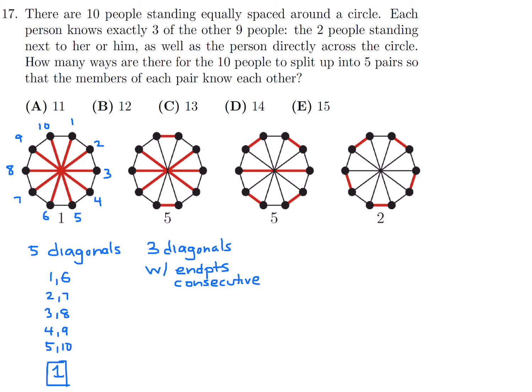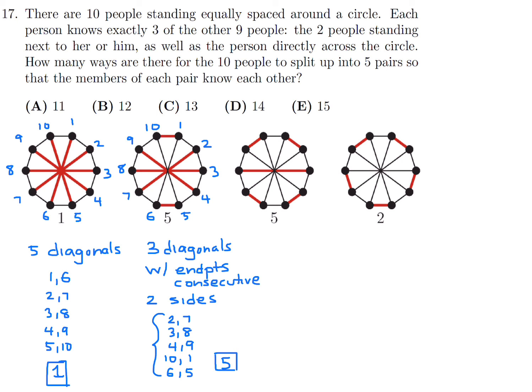Okay, that takes care of 6 people. But what about the other 4? Well, then you have to use those 2, and we call those sides, I guess, like whatever you want to call them. So 3 diagonals and 2 sides. If I were to label this 1, 2, 3, one such example would be the 2 and the 7, the 3 and the 8, the 4 and the 9. Those come from the diagonals. And then from the sides, you get 10 and 1 and 6 and 5. So that is one way of doing it. But you can choose this in different ways. There are 5 different ways of doing this scenario.